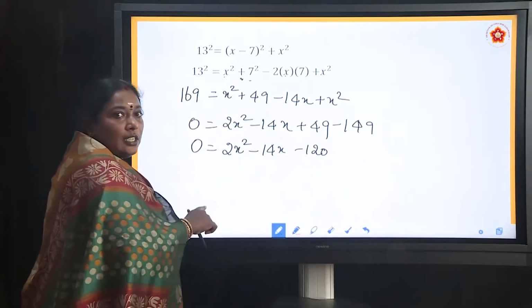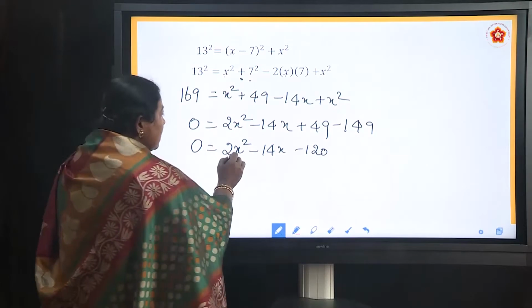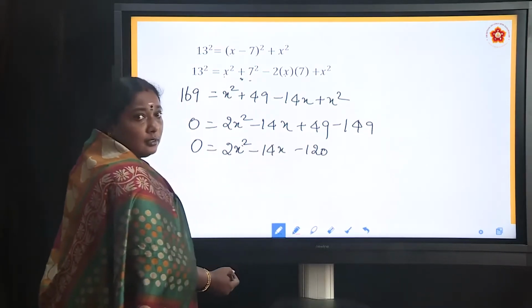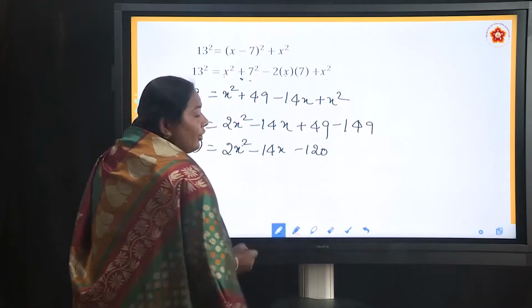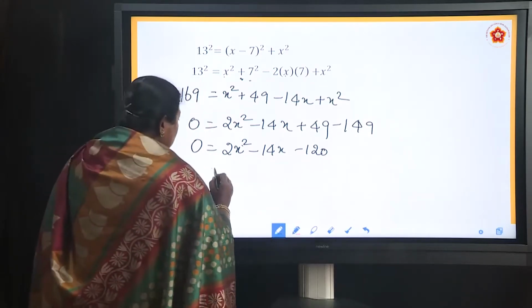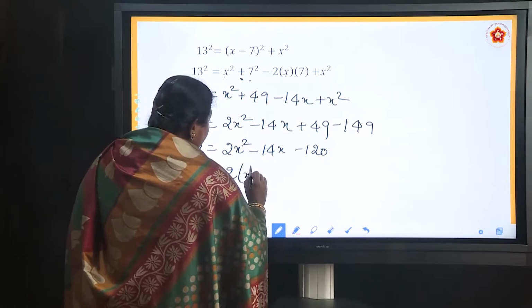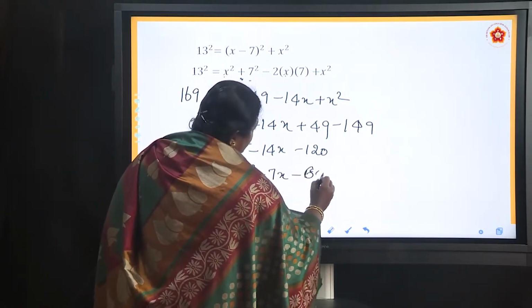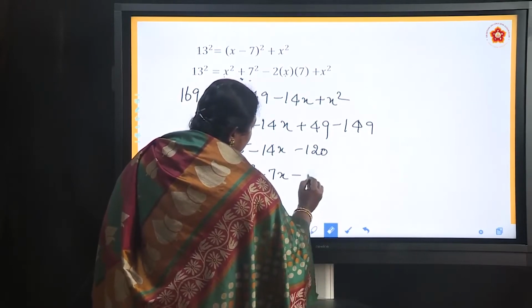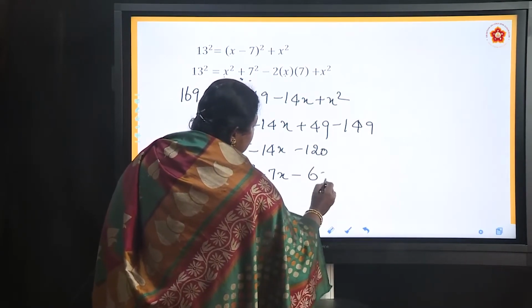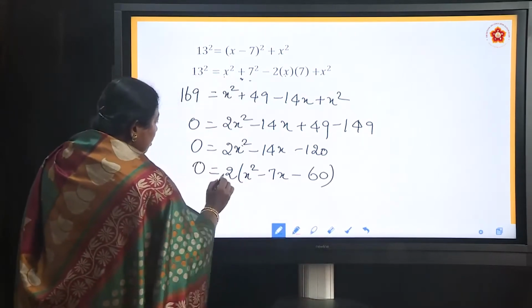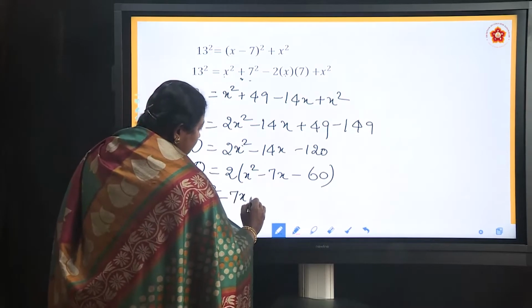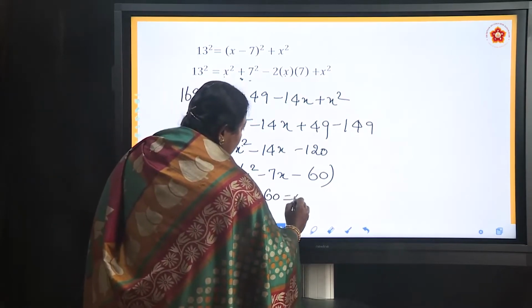So is my equation in standard form? Yes, because it starts from the highest power 2, then 1, and the constant. Now 2 is common for all. Let me take the 2 out. So what happens? 2x square minus 7x minus 60. Okay. So 2 brings this side, so my equation will be x square minus 7x minus 60 equal to 0.